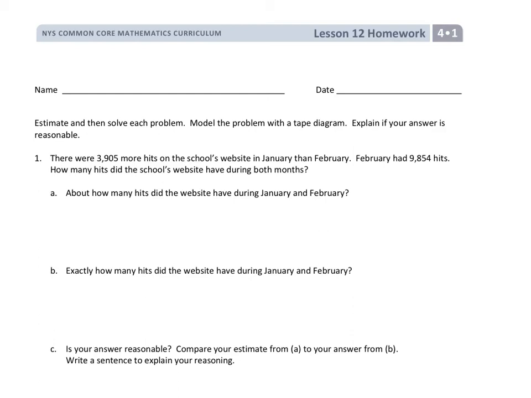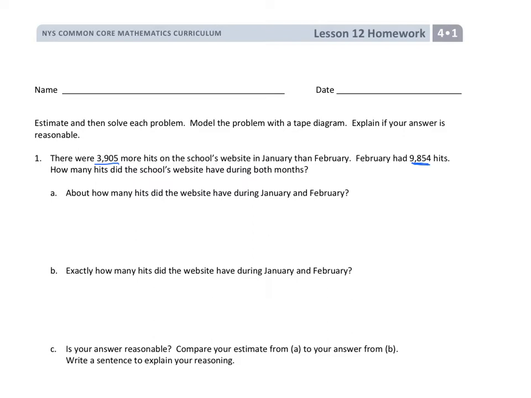So your child is going to be asked to make first an estimate and then a tape diagram. So I'm going to show you what both of those look like. The tape diagram is for them to visually see how the two numbers look when combined. So for the first problem, I know that the school has this many more hits in January, and in February they had this many. So your child's going to have to find how many there were in both months, but I'm going to show how you would do just to find out the January.